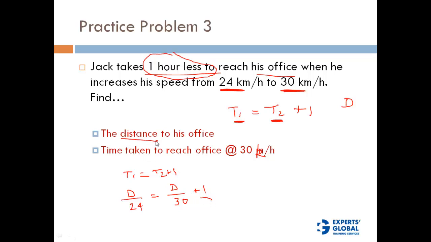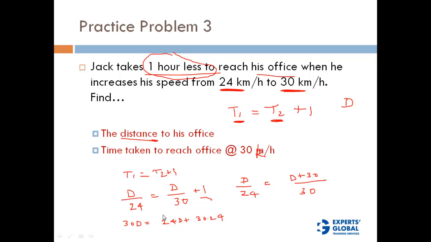D is going to be, we get one equation in D, and when we solve that equation we are going to get the distance. So what we get is D by 24 is equal to (D plus 30) by 30, right? That means 30D is equal to 24D plus 30 into 24, correct?